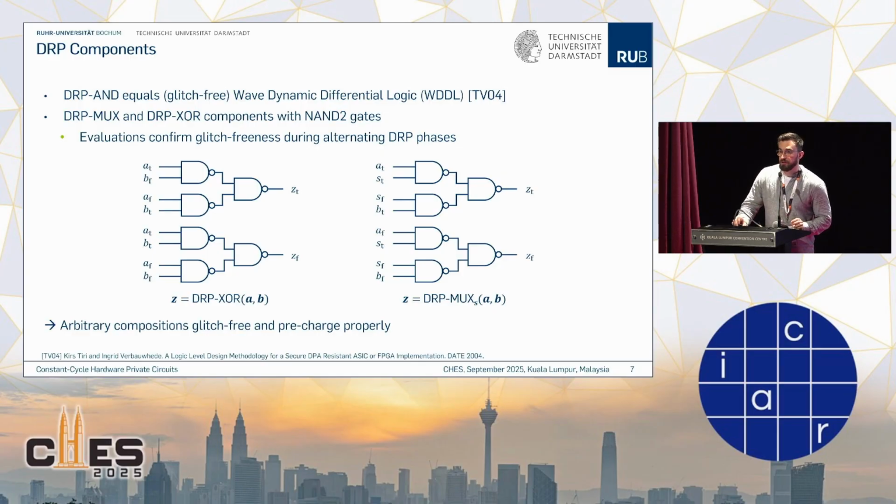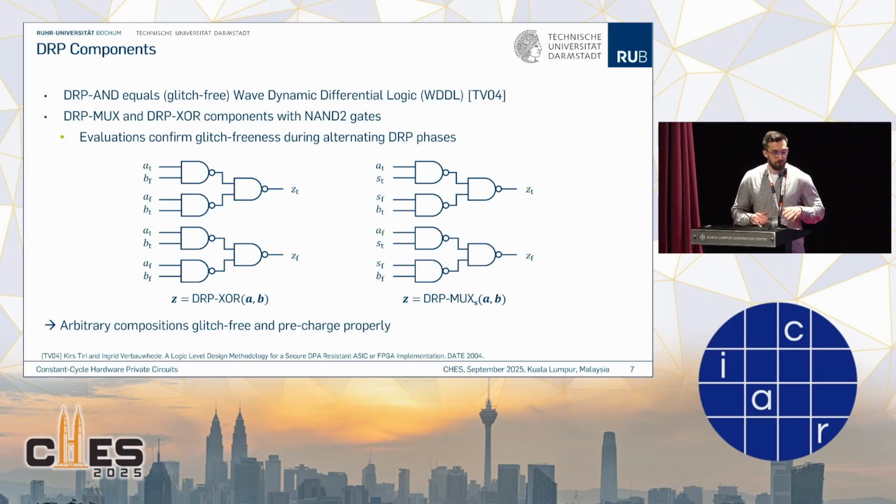Okay, so for the CCHPC gadgets, we took several DRP components, out of which we constructed the gadgets. And the first one is the DRP AND, which is equivalent to the WDDL AND, and this is glitch-free and operates on dual-rail logic. And for the multiplexer and XOR, we came up with some custom components based on NAND gates only. We did this because we can save some area overhead with this. And you can see both of the components in the middle of the slide.